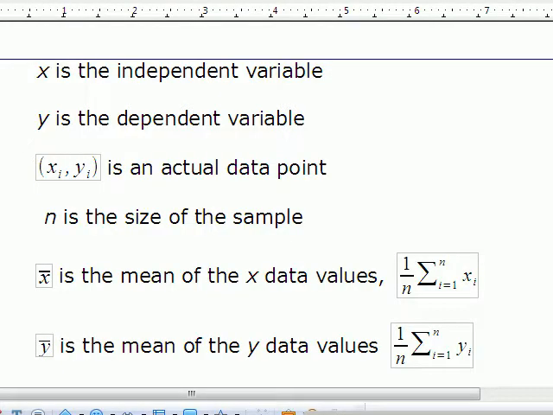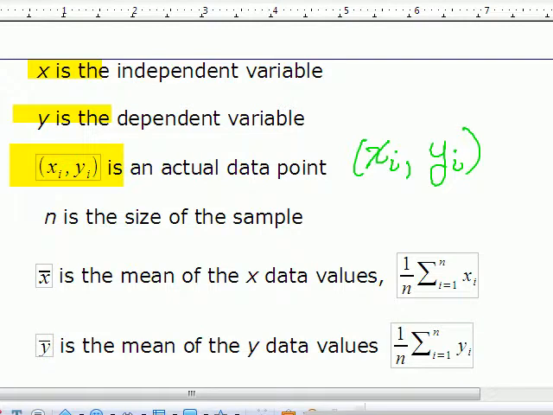So this is from the file of the summary of the formulas, and at the start we're just going to have a notation. X is the independent variable, Y is the dependent variable. Now each data point is going to be represented by the ordered pair xi, yi, where i is the counter ranging from 1 to n. I didn't put that on there. So here's the data point, just like you've done so far.